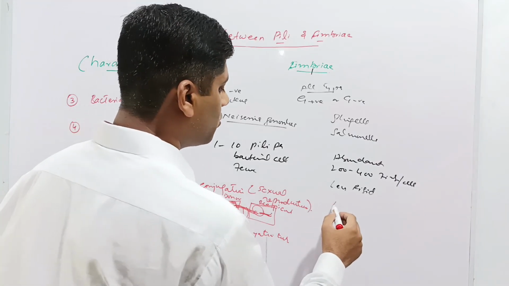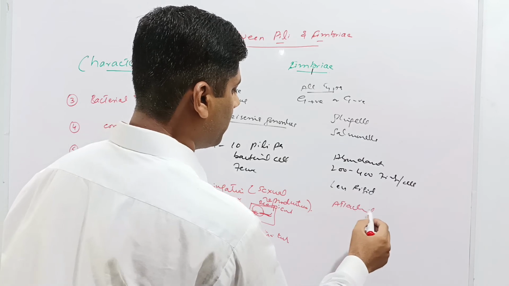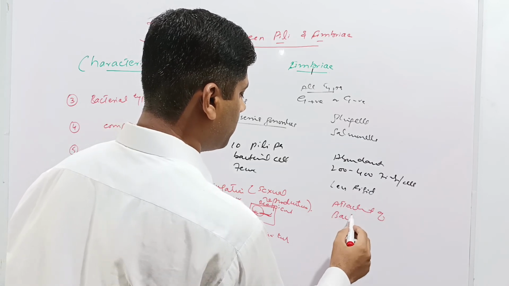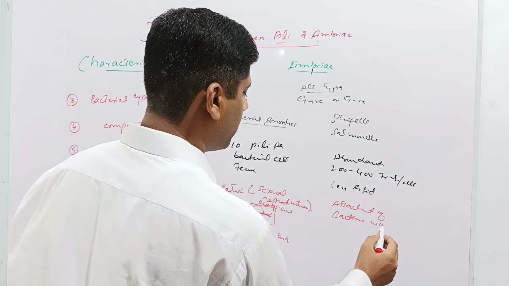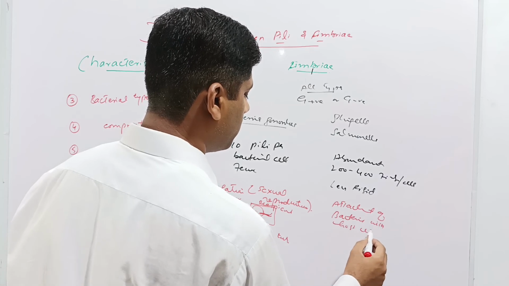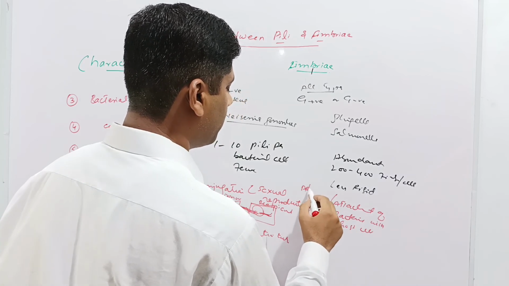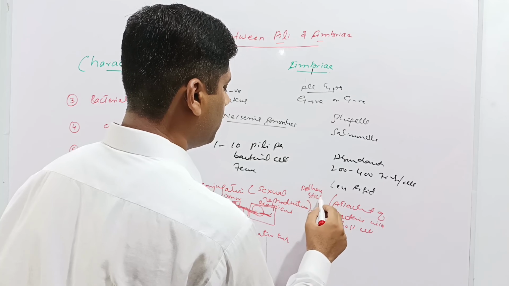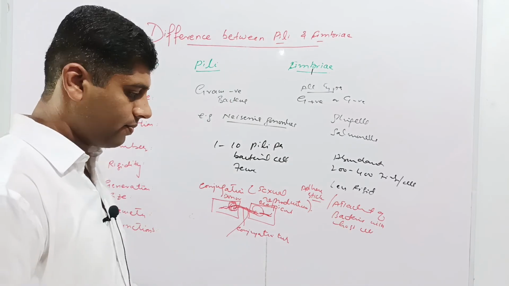While the fimbriae are used for attachment of the bacteria with the host cell. These basically adhere or stick the bacteria to the host cells.